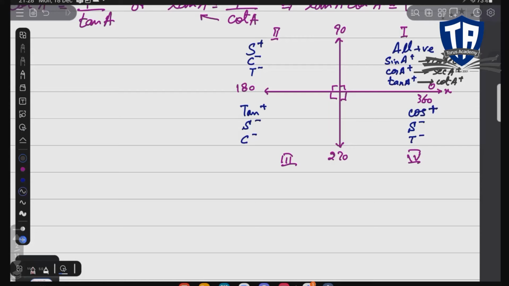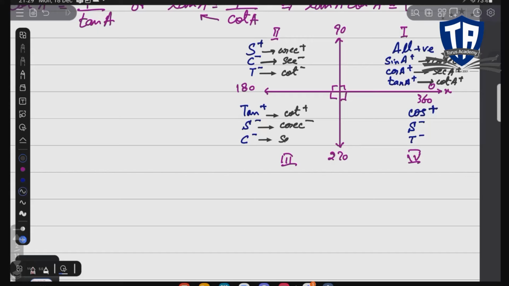Similarly, in the second quadrant, when sine is positive, its reciprocal cosecant will give you a positive answer. Cos is negative, it means secant is negative. Tan is negative, meaning cot will give you a negative answer. In the third quadrant, when tan is positive, its reciprocal relation will give you a positive answer. So cot is positive. As sine is giving you a negative answer, its reciprocal cosecant will also give you a negative answer.